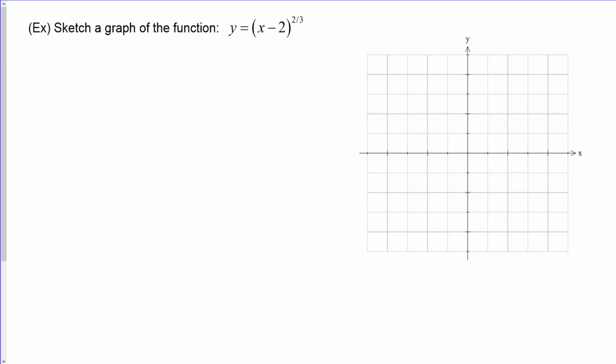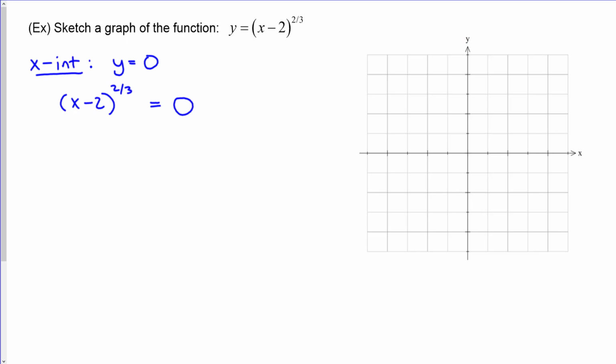So first things first, we'll get what we can from the original function. But generally, those sorts of things are x and y intercepts. So let's start there. So beginning with an x-intercept. X-intercepts occur where the function itself is equal to 0. So if I take x minus 2 to the 2/3 power and set that equal to 0 and try to solve it, it may look intimidating because of that 2/3 power.